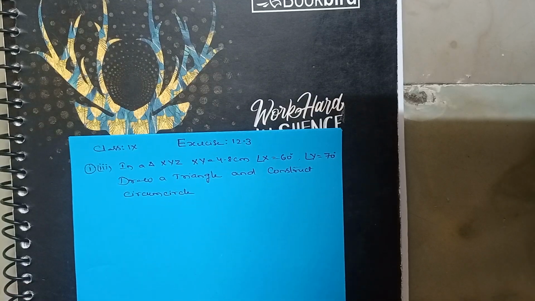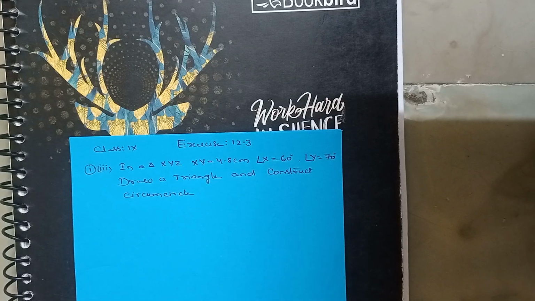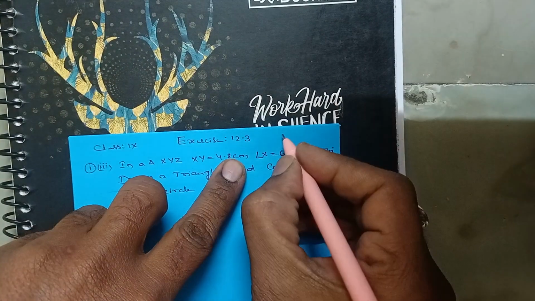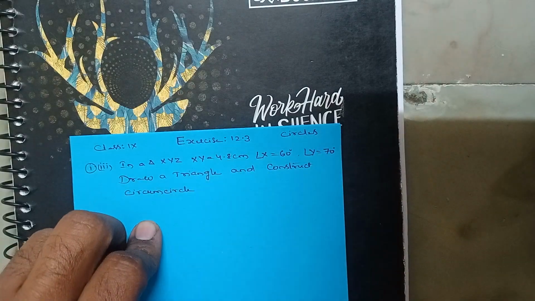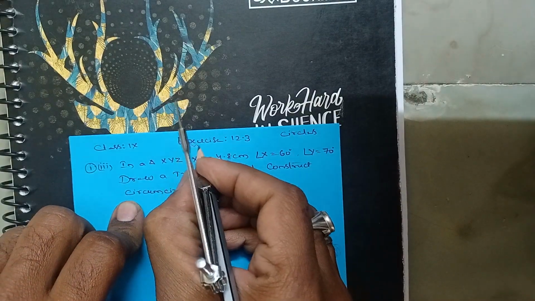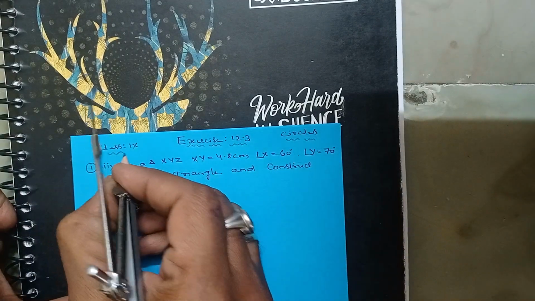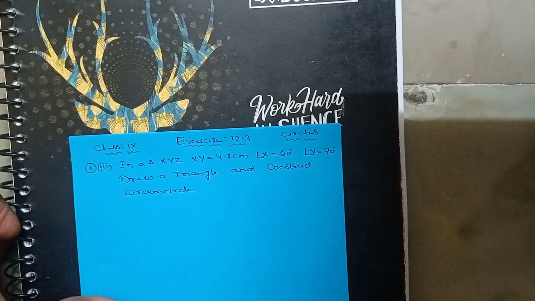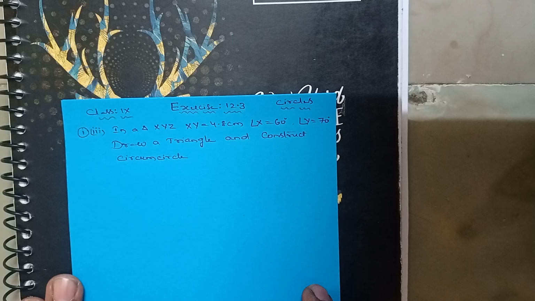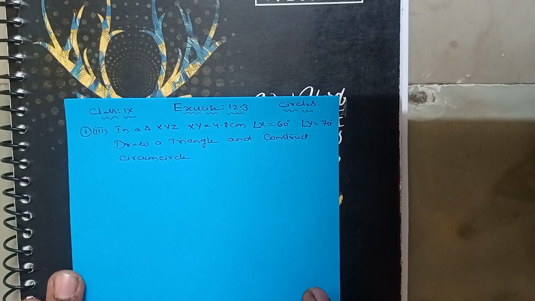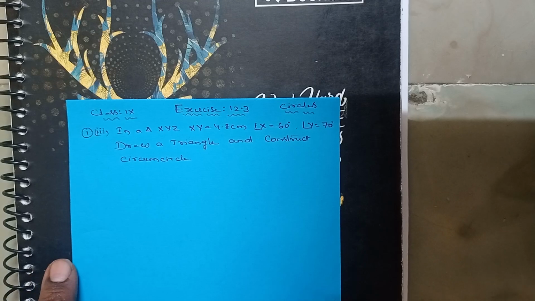Today in this video, we are going to cover class ninth chapter Circle, exercise 12.3, third sum. What is given: in a triangle XYZ, XY equal to 4.8, angle X equal to 60 degrees, angle Y equal to 70 degrees. Draw the triangle and construct the circumcircle. Okay, let's start.